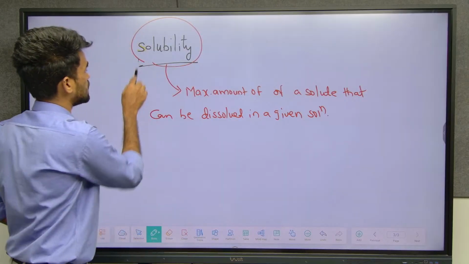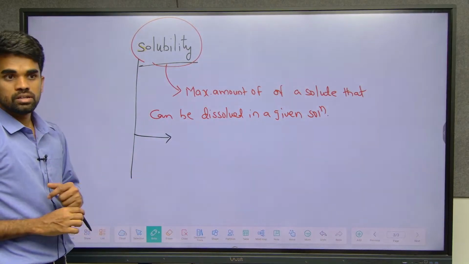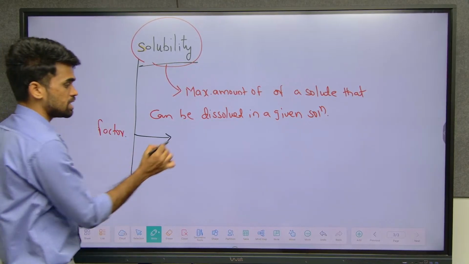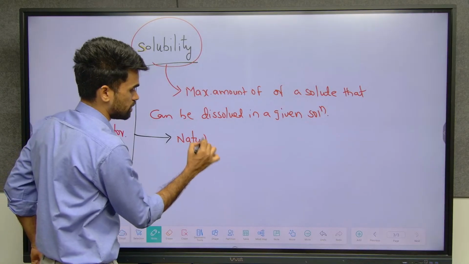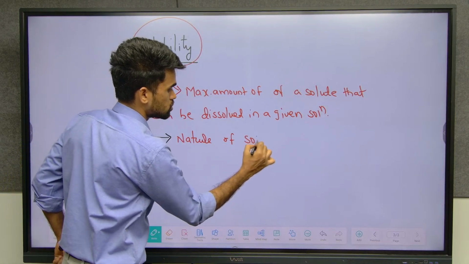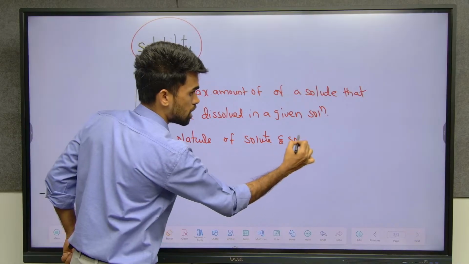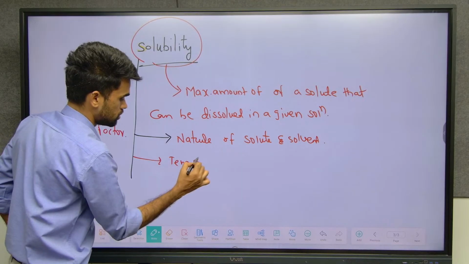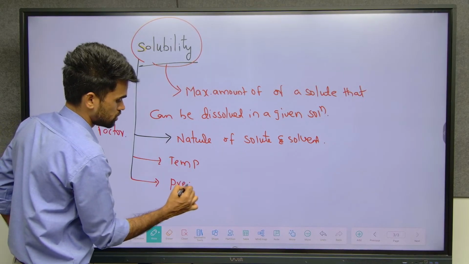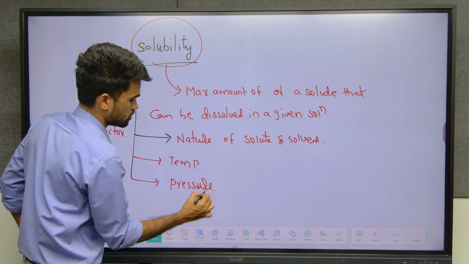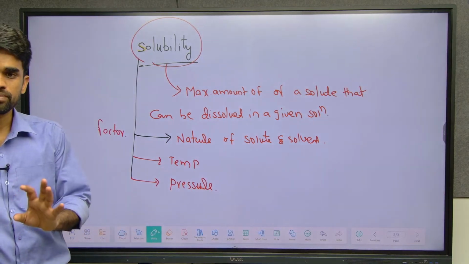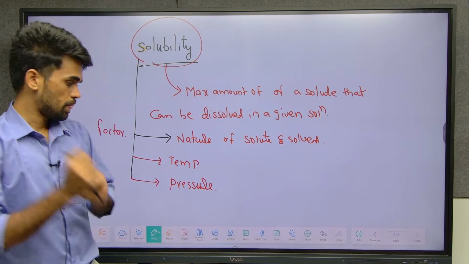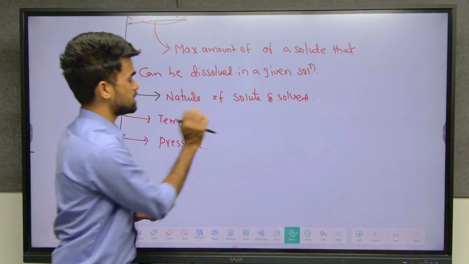Now, what are the factors affecting the solubility? Factors affecting solubility. First factor is nature of solute and solvent. What is the first factor? Solute and solvent. The second factor is temperature. Third factor is pressure. What are the factors we have? Tell me. Nature of solute and solvent. Pressure.